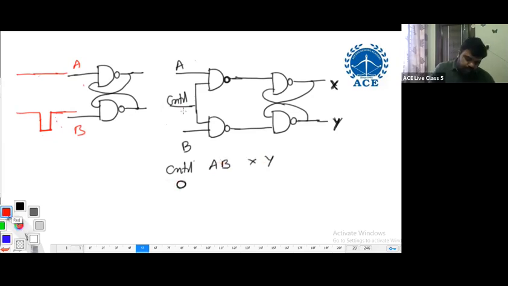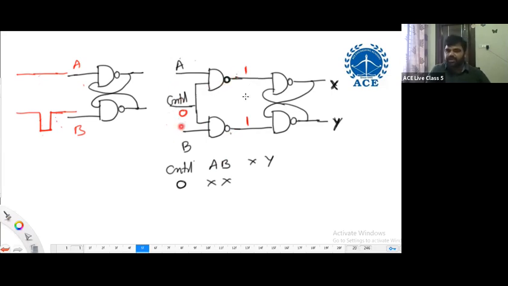When control is zero, understand correctly. When control is zero, then what happens? Irrespective of A B, outputs are 1, 1. Any doubt in that? When control is zero, it is now disabled for A B. It is not responding to A B because one input is zero, so the NAND gate output is 1. Then even though you are changing A and B, there won't be variations here.